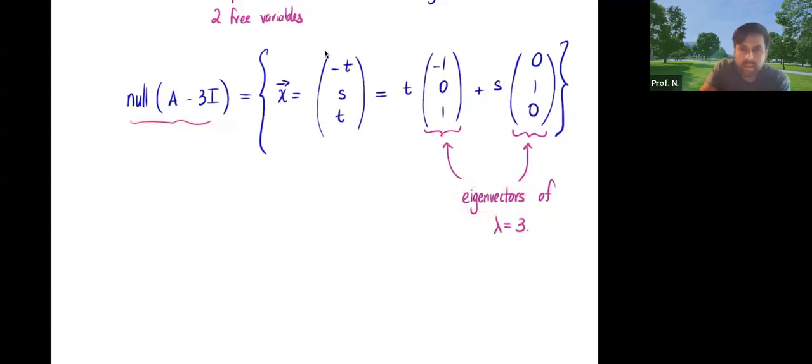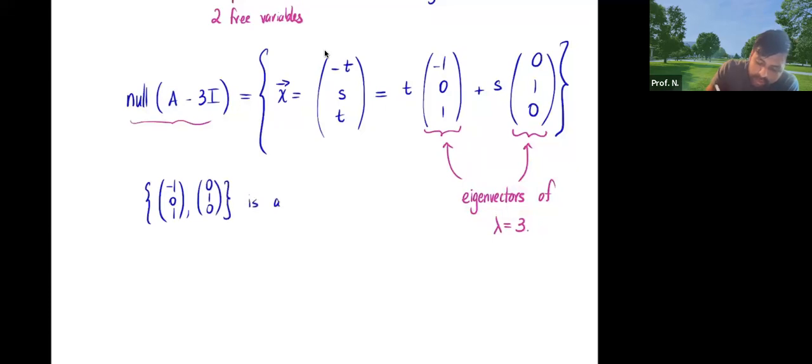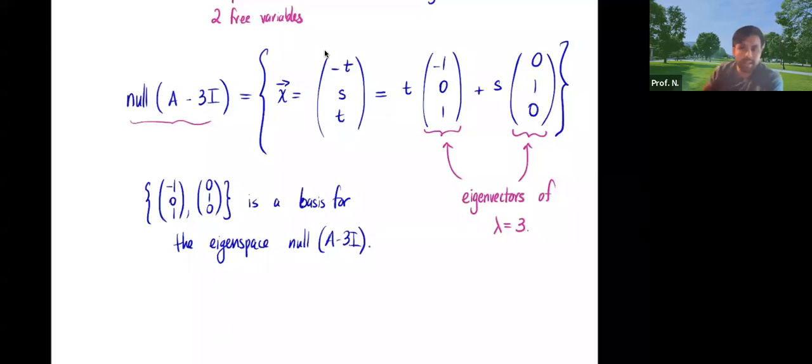So what does that mean? That means that the set negative 1, 0, 1 and 0, 1, 0 is a basis for the eigenspace of null A minus 3I. That's what it's saying. It's an eigenspace. It's a basis of the eigenspace. So it's an eigenbasis. It's called an eigenbasis.